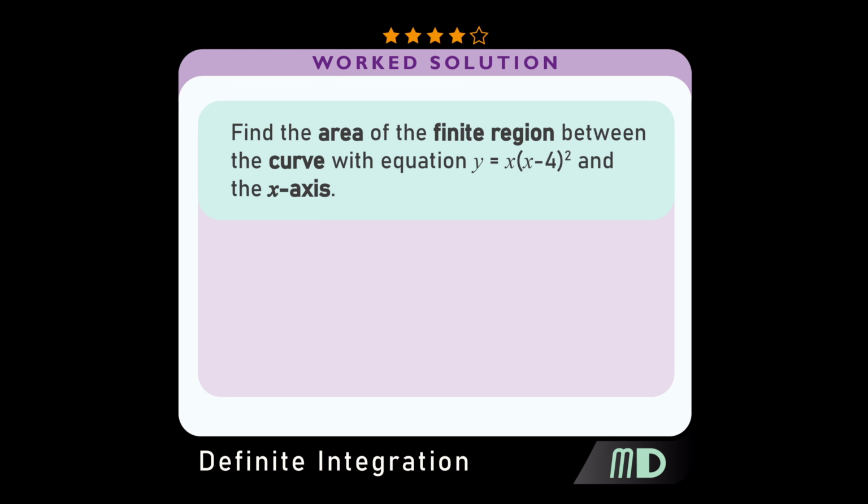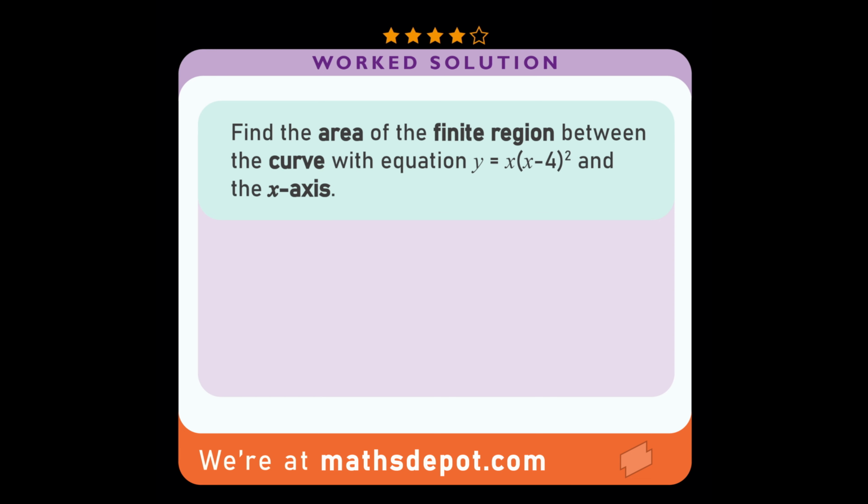Now in this video, we're going to answer the following question. Find the area of the finite region between the curve and the x-axis, where the curve has the equation y equal to x multiplied by (x minus 4) squared.